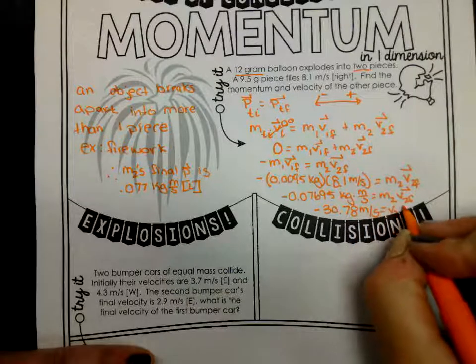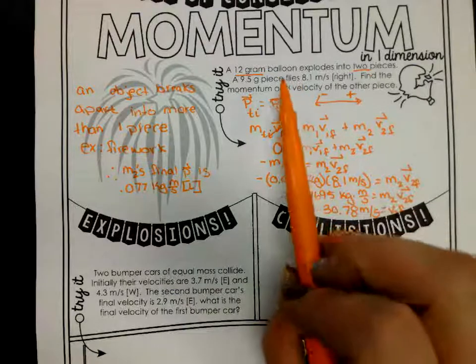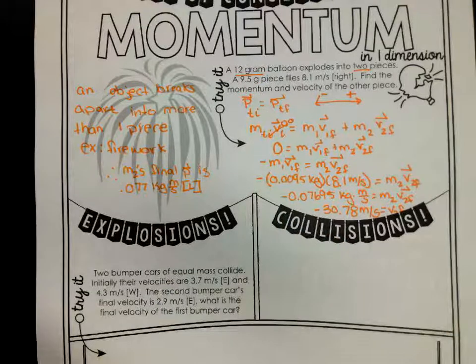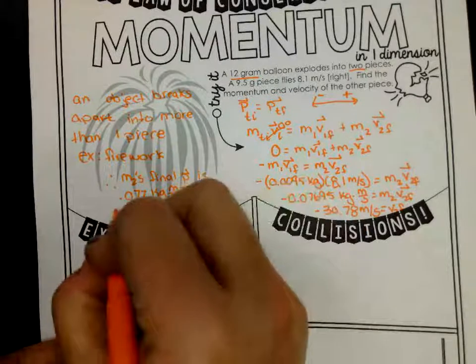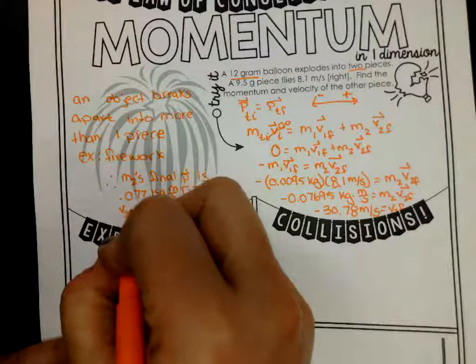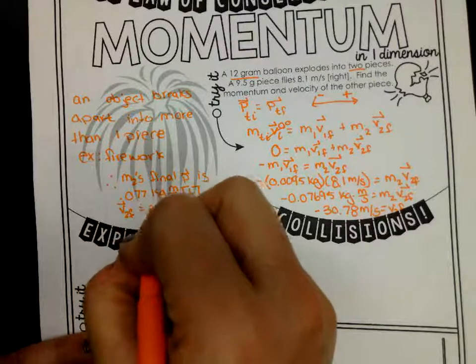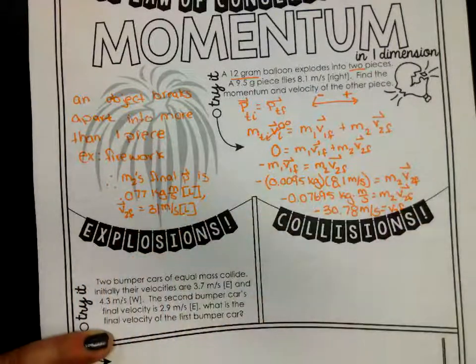Equals velocity 2 final. We can figure out the mass of 2 by saying we had a 12-gram balloon. The first piece was 9.5 grams. So we can subtract and get the mass of the second one and then solve for velocity 2 final. So the velocity of it is 31 meters per second to the left.